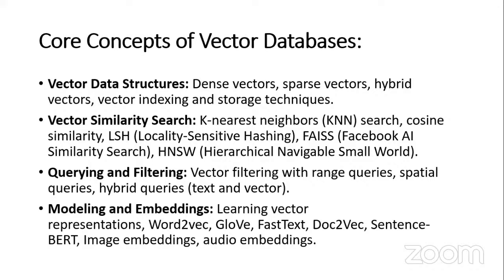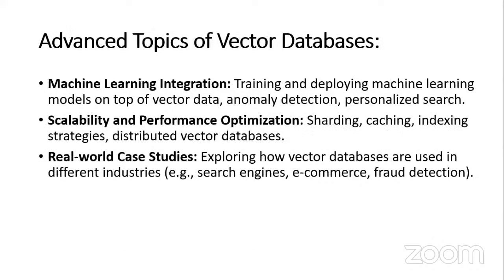When you learn about vector representations, we'll also get into a lot of different models. How does FastText work? How does GloVe work? How does Doc2Vec work? Sentence, word, and image embeddings, and audio embeddings. We need to first understand the basics of what a vector and a vector space are. Then we'll move on to some advanced topics: machine learning integration, scalability, and performance. We're also looking into some real world case studies of how these vector databases are used across different industries, especially in search engines.